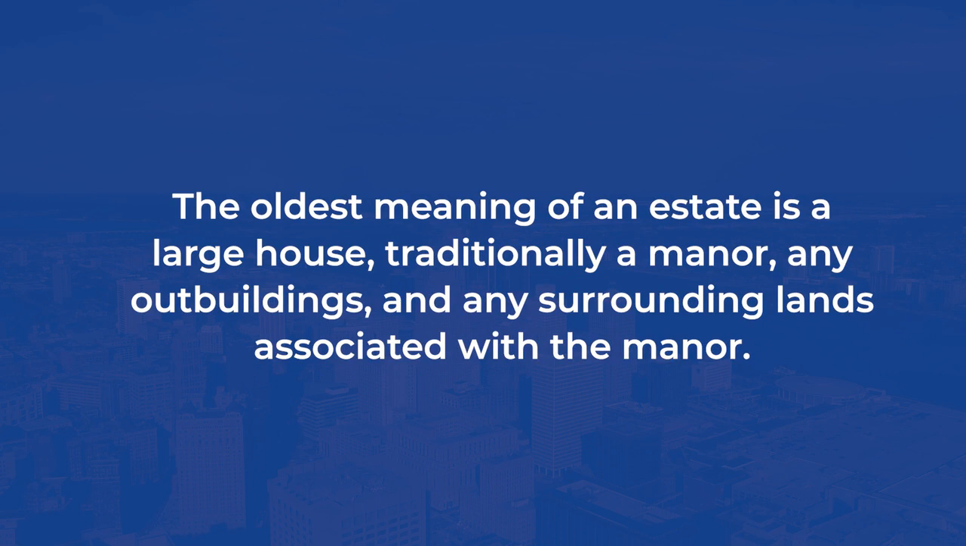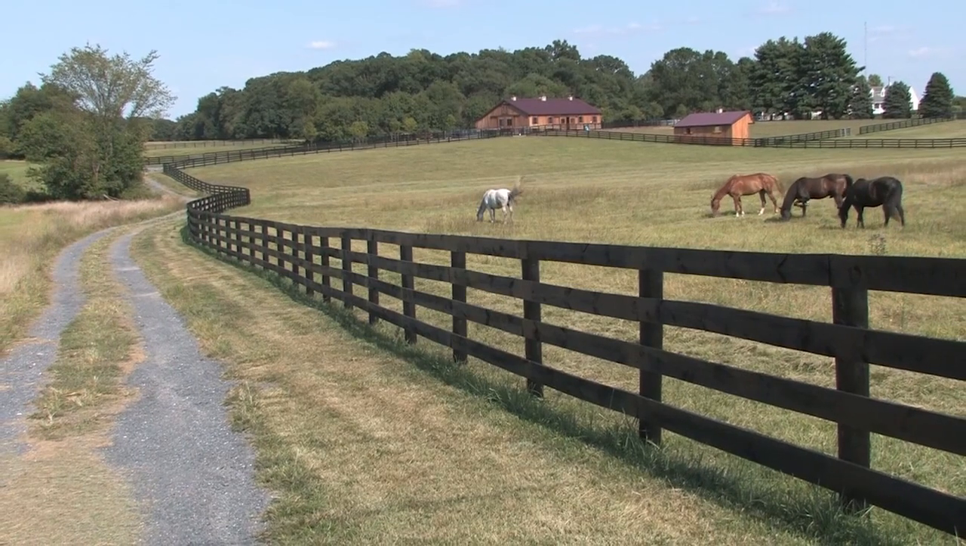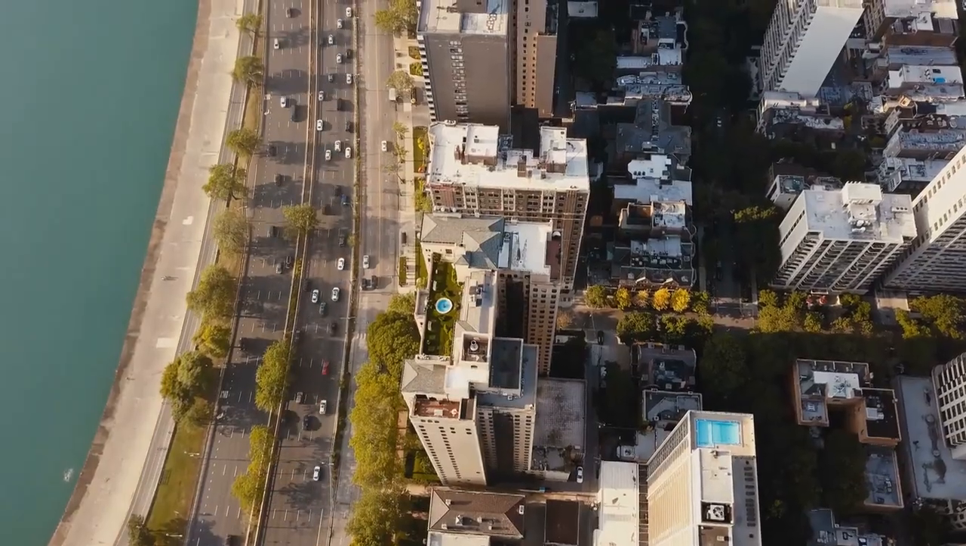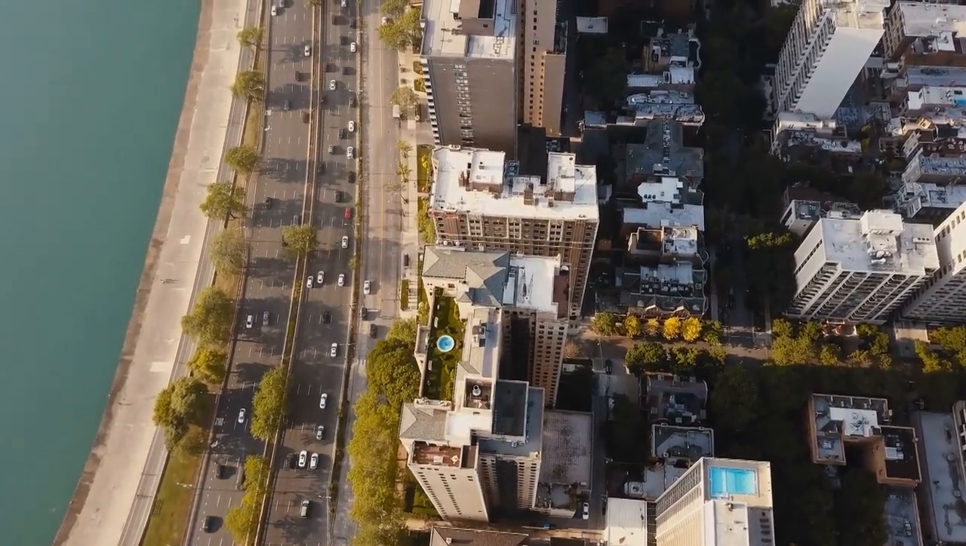The oldest meaning of an estate is a large house, traditionally a manor, any outbuildings, and any surrounding lands associated with the manor. In some cases, an estate could be large enough to contain small farms and even villages. While largely outdated, this definition does form the basis for the modern definitions of the estate that we'll use.